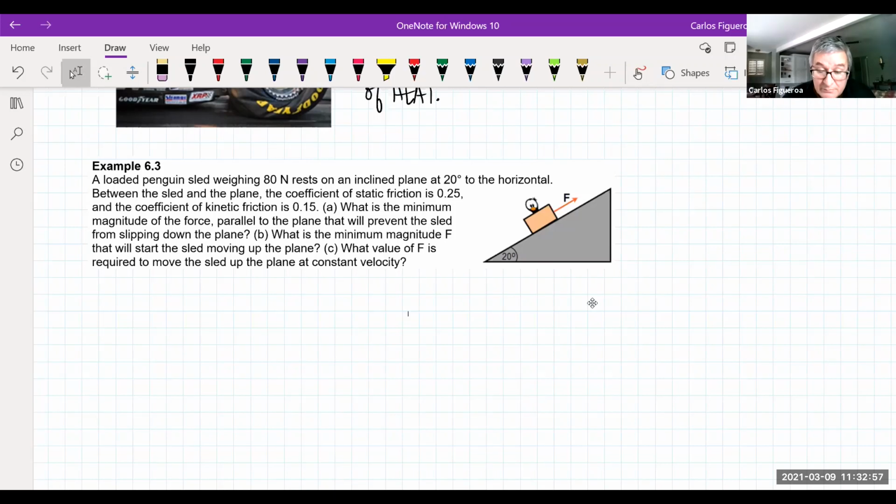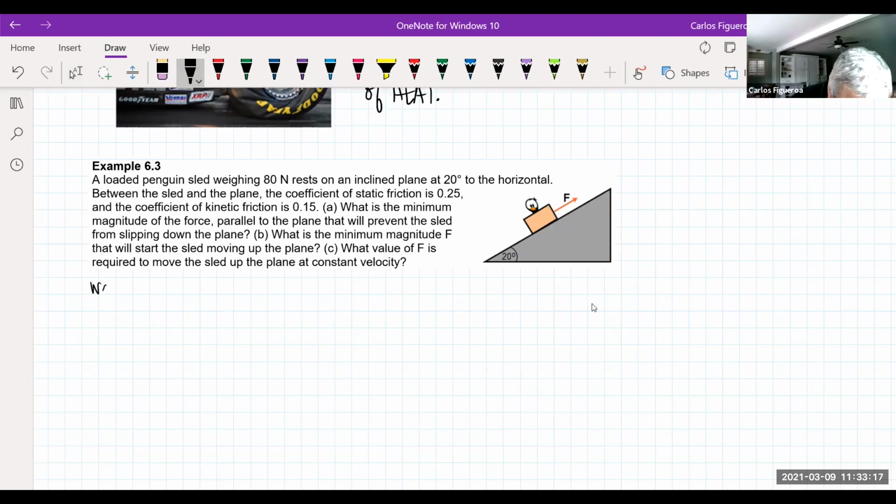We have a loaded penguin, right? So it weighs 80 newtons at rest on an incline, that's at 20 degrees to the horizontal. Between the sled and the plane, you could see here that we have a coefficient of static friction of 0.25.